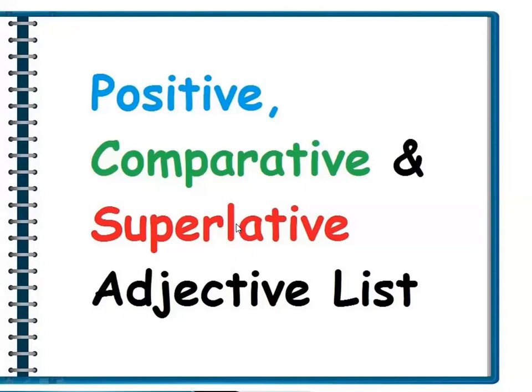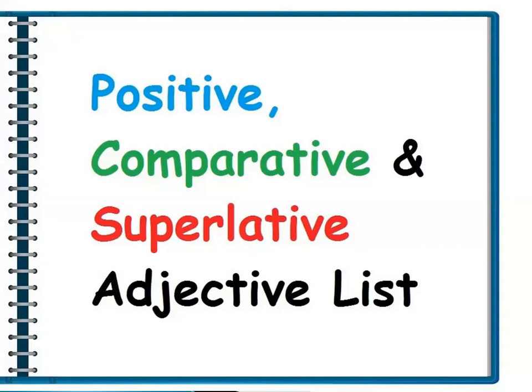Then we have the superlative, which is the best type of adjective. It is the best degree of the adjective, and there is no comparison of it. We cannot compare it with anyone. For example, the most beautiful, the most wealthy. So these are the different degrees.